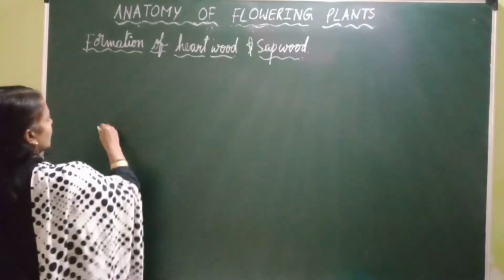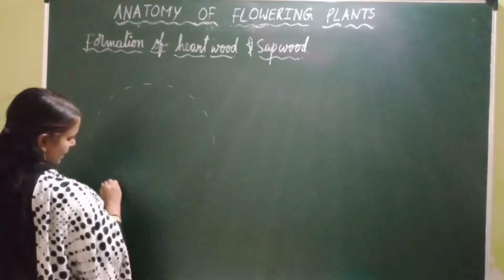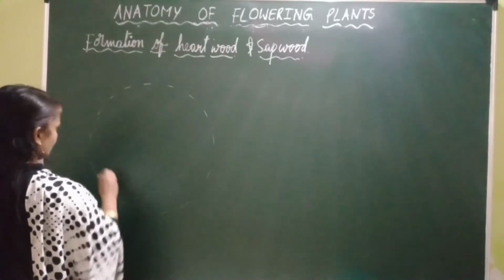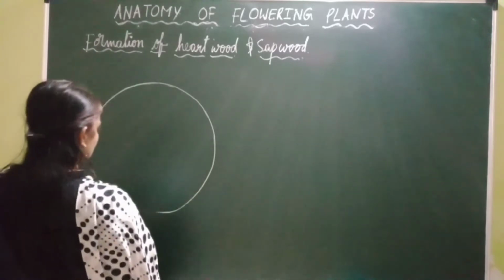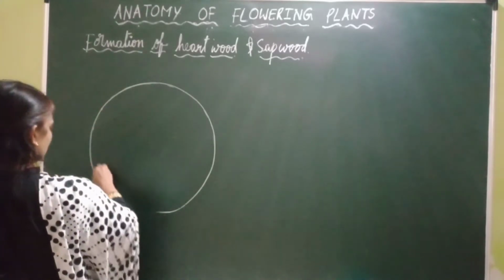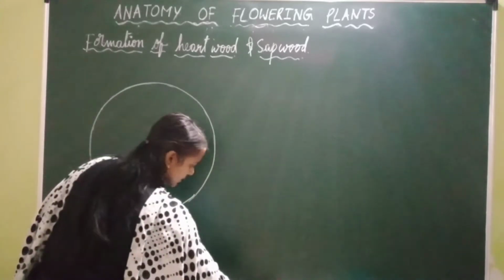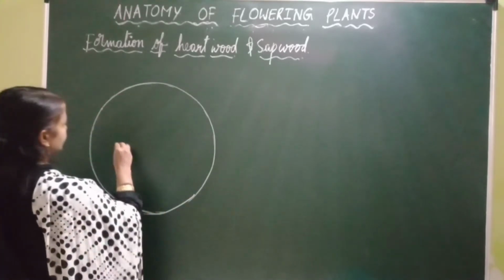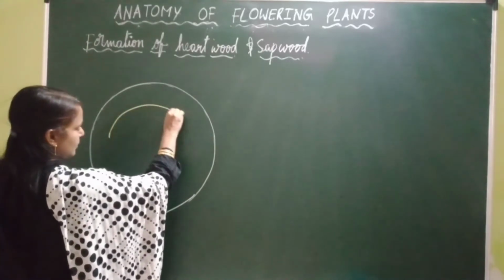So this is, let's say this is the transverse section of a dicot stem after secondary growth. So this is the transverse section of a dicot stem, right? Okay, now this is vascular cambium. Let's say this is vascular cambium.